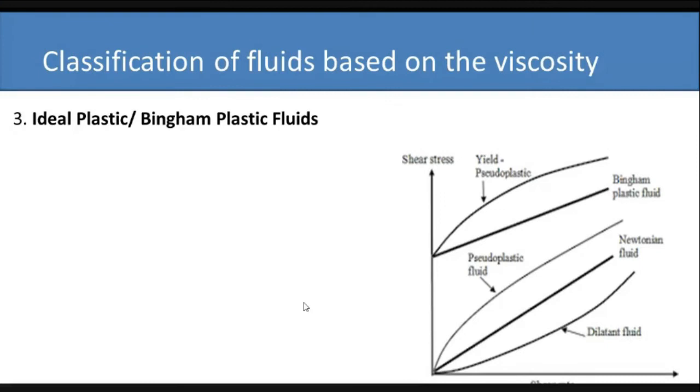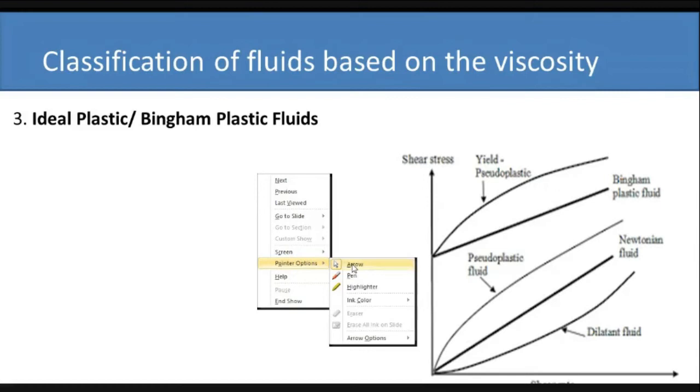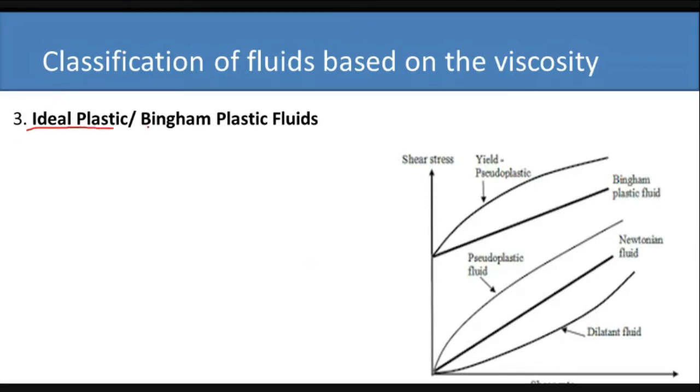Then the next type of fluid which we are going to see is ideal plastic fluid, also called Bingham's fluid. Now consider the example of toothpaste. Have you seen toothpaste? The toothpaste seems to be semi-solid. But to take the toothpaste out of the tube, you apply shear stress, and when you apply the shear stress, the toothpaste starts to flow and comes out, and you take that on your toothbrush.